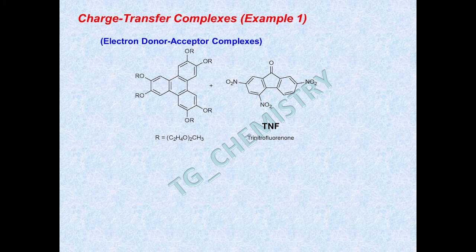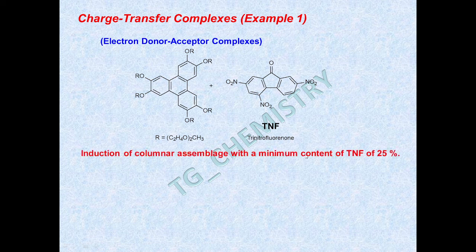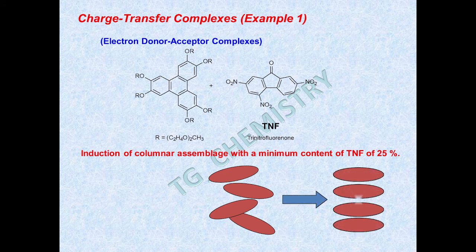Then comes another example of the charge transfer complexes, basically the electron donor acceptor complex. Here two molecules are there, the rigid aromatic core containing the six alkoxy chains around the periphery of the molecule, and here with the trinitrofluorenone being the guest molecules. If we see the interaction, the induction of the columnar assemblage with a minimum content of 25% of TNF is necessary. So if the molecular structure is like that, a graphical representation may show you the orientation of the columnar assemblage in that fashion, and then comes the TNF.